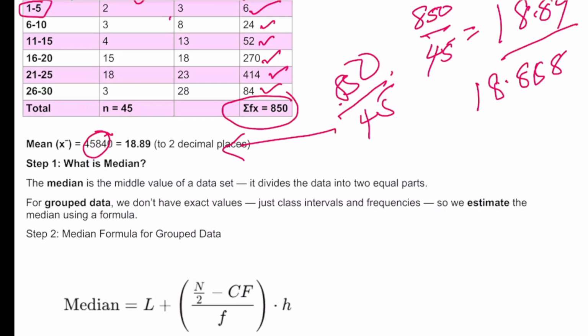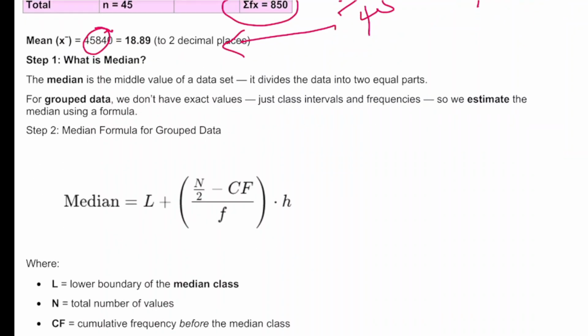And is there an instance the two can be equal? Mean is the average of all values, right? While median is the middle value of the data set, just the middle value.